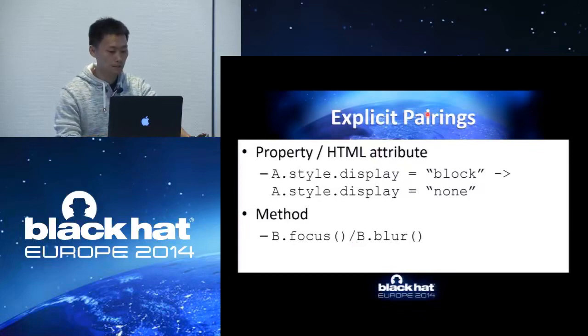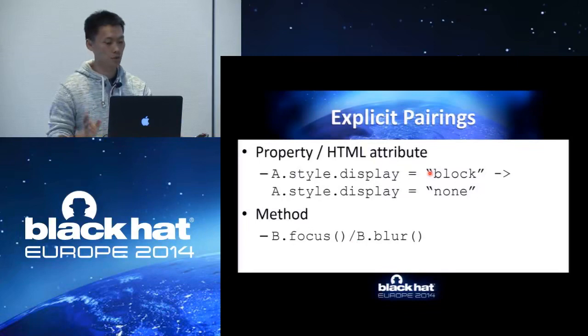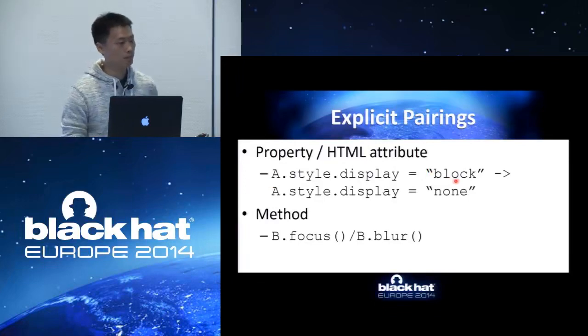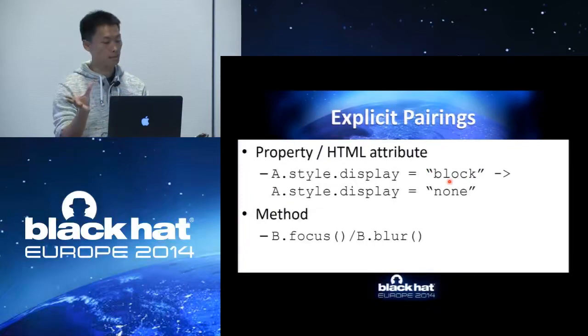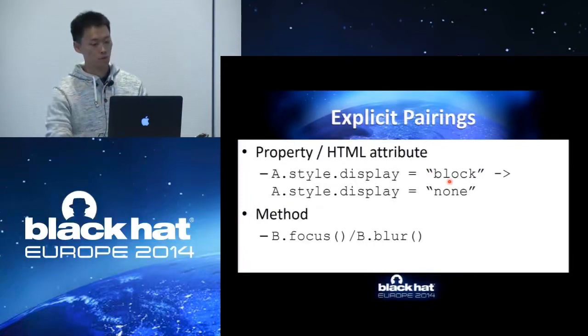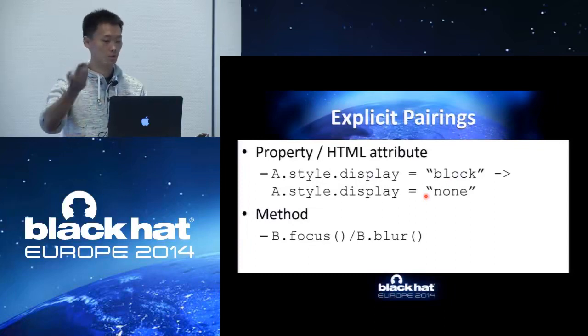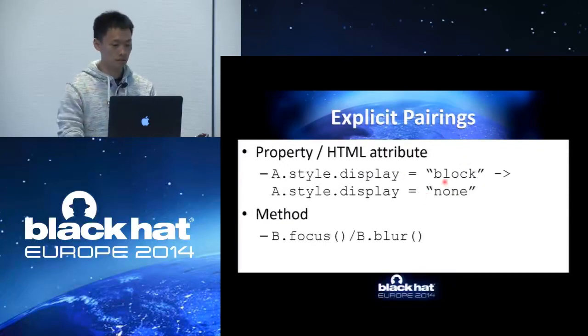For explicit pairing, like I said, we change something very straightforward. For example, here we have a.style.display. We change it from block to none. Block means we render this object as a block element. Then we change it to none. None means do not render it. It becomes invisible, which will make the browser try to release something. This is a pair. This is an example for the property.